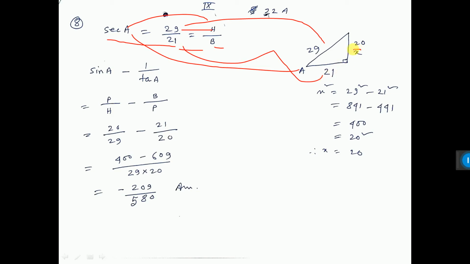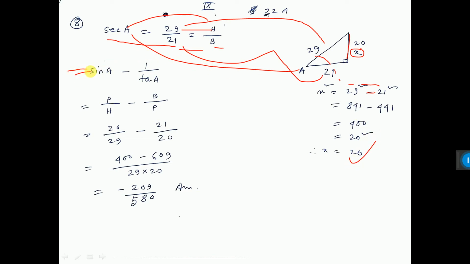Now if you apply the Pythagoras theorem, you consider the x value and get 29 square minus 21 square. Since it is perpendicular, we have to give a minus sign here. Only when calculating the hypotenuse, a plus sign is required. So we have got x value 20.